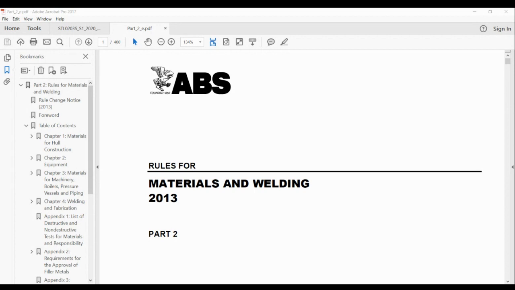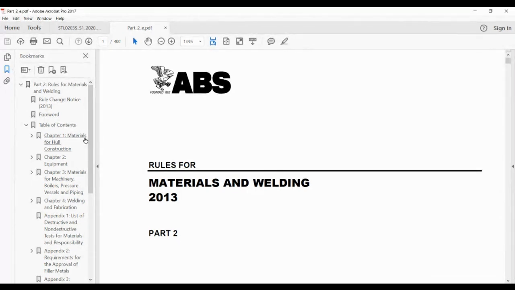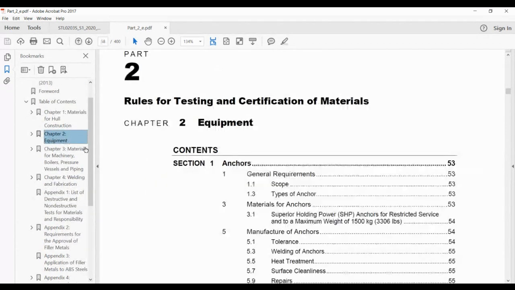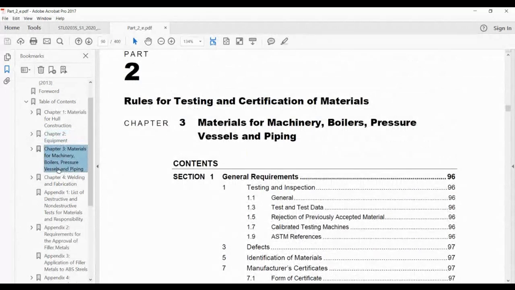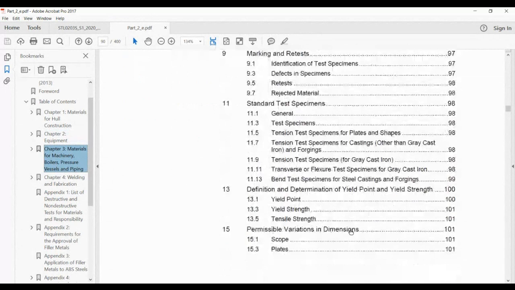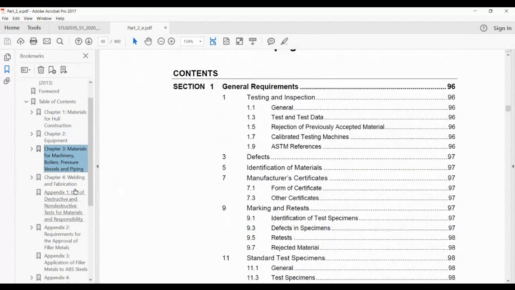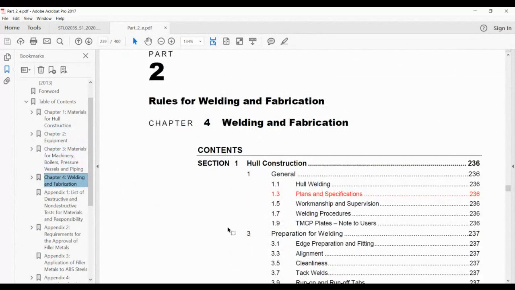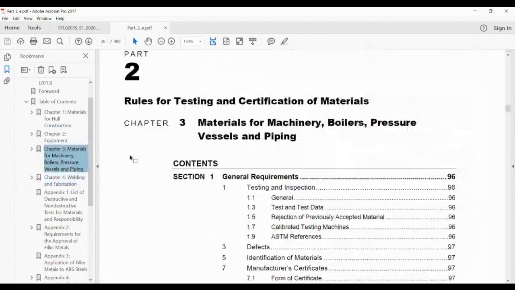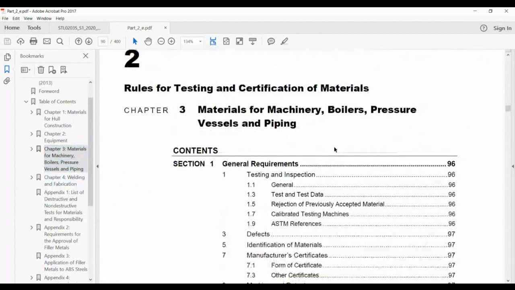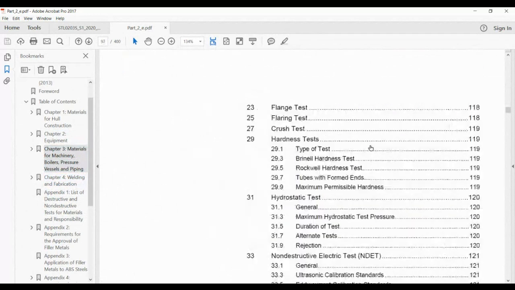So it tells you things like, if you look at the side there, the materials you need for hull construction, the equipment needed, materials for machinery, boilers, pressure vessels, and piping. And these are things we touch on. Also welding and fabrication, which touches a bit on the NDT I was getting at. So just looking at chapter 3, materials for boilers, pressure vessels, and piping.